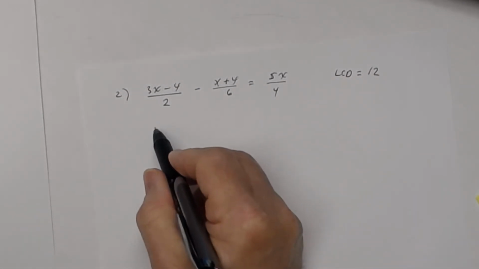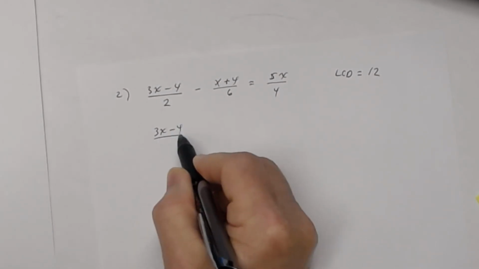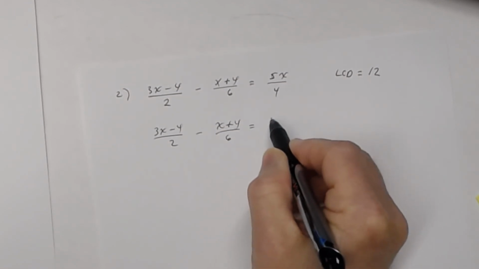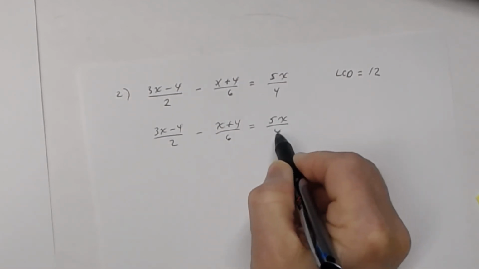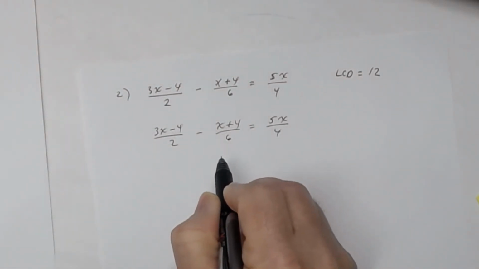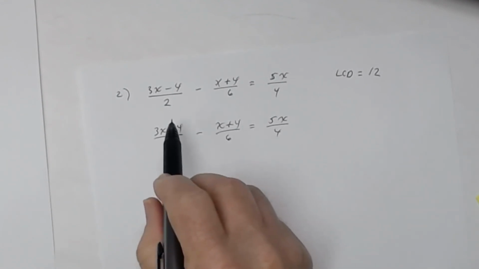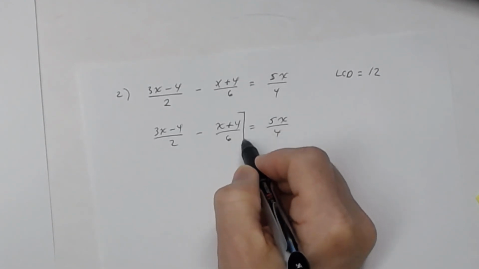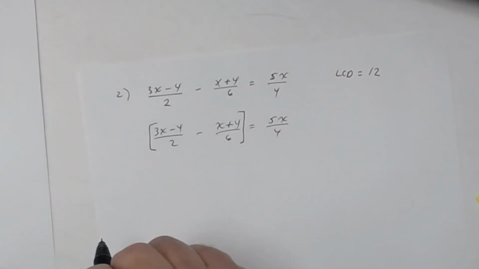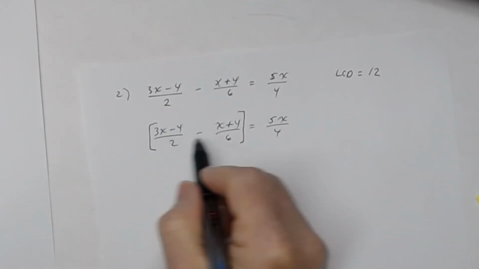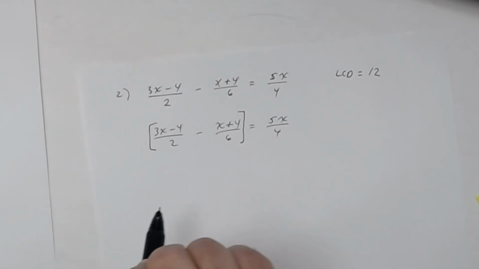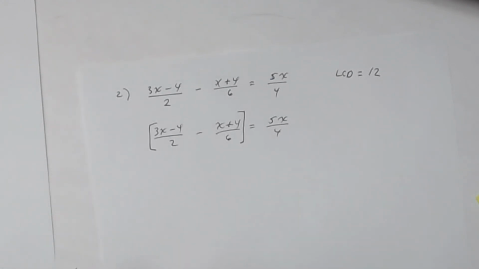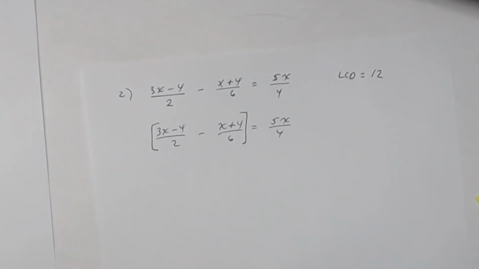So what's the next step? I'm just going to go ahead and rewrite this over. To clear those fractions, you want to multiply both sides by the least common denominator. Notice that on this side I see two fractions, so I'm going to put those two fractions in brackets or parentheses. On this side, I only see one fraction, so I'm going to leave that alone. I'm not going to put in parentheses or brackets because then it'll be a little too confusing.